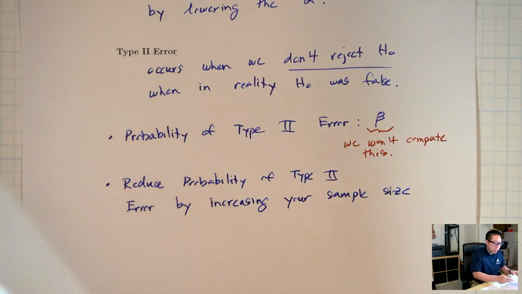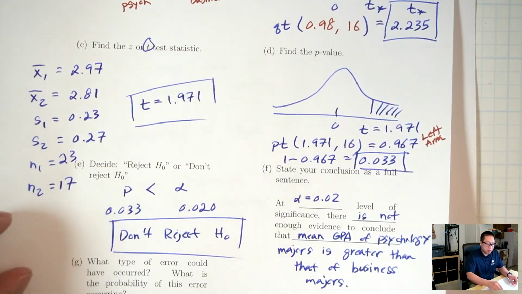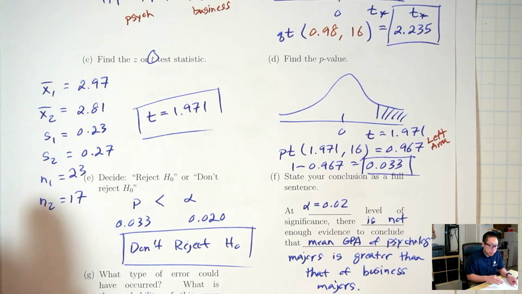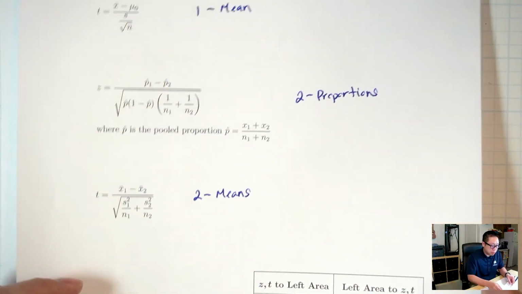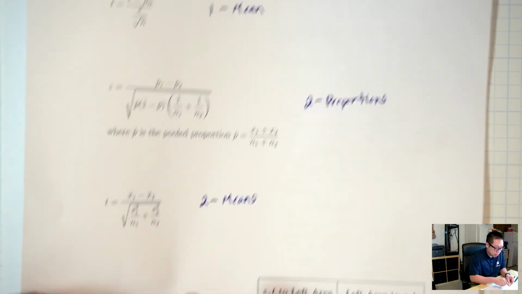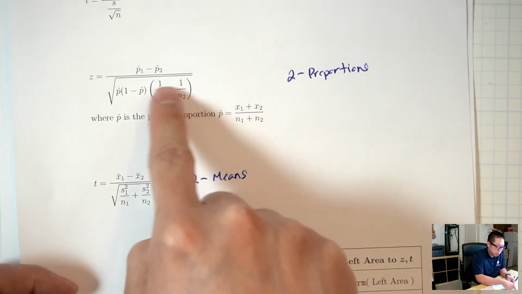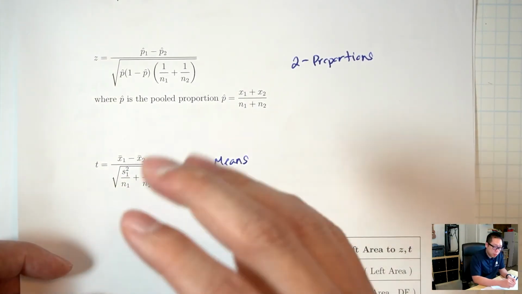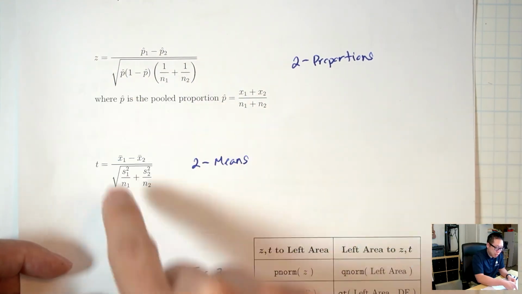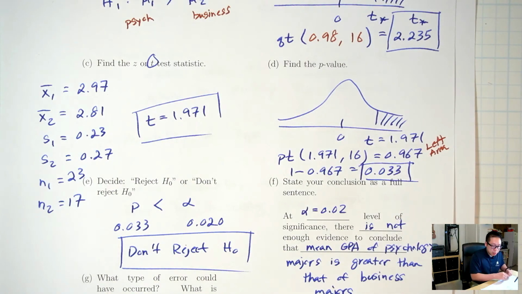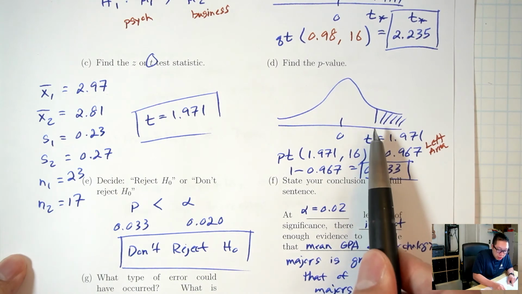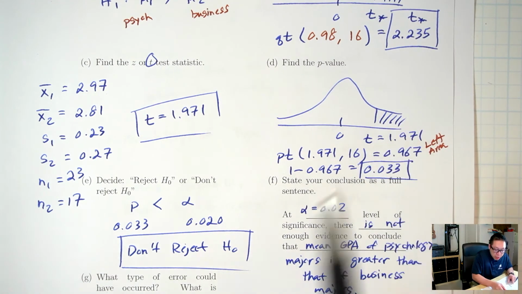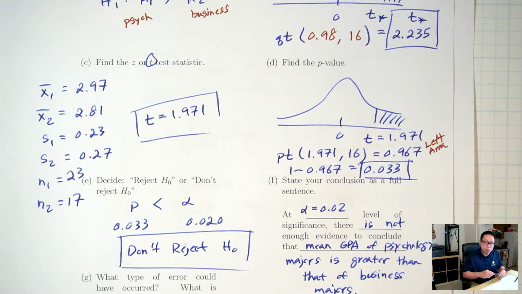So if indeed H0 is false and the p-value is just not low enough for you to get a reject, increase your sample size. Mathematically, the sample sizes are on the bottom in both of these formulas. So if you increase your sample size, it makes the bottom smaller, which makes the overall test statistic bigger. T becomes bigger, which means t moves more to the right, and if you move more to the right, you'll get a smaller area. That's mathematically what's going on.